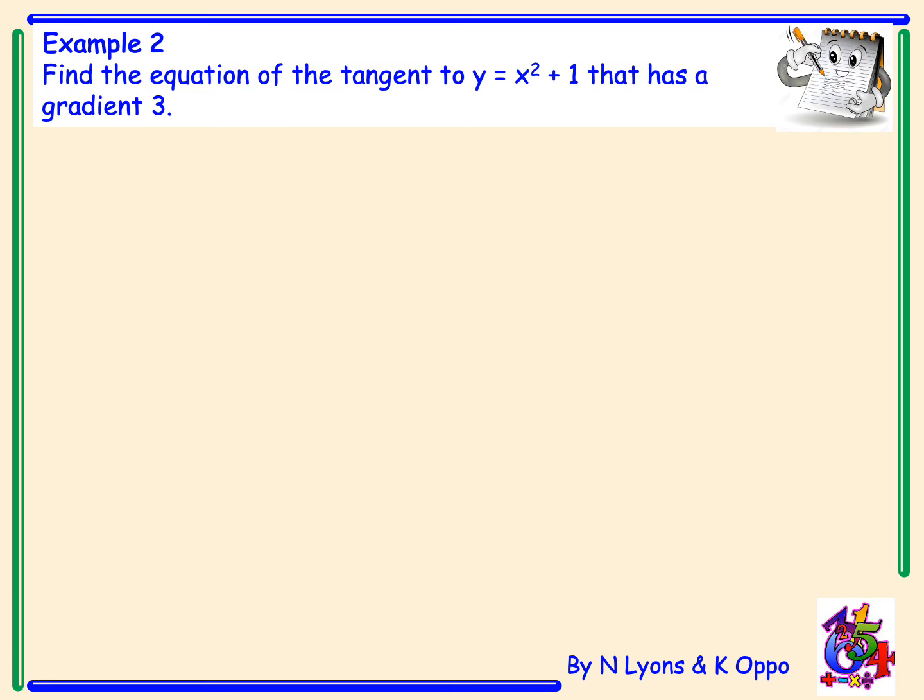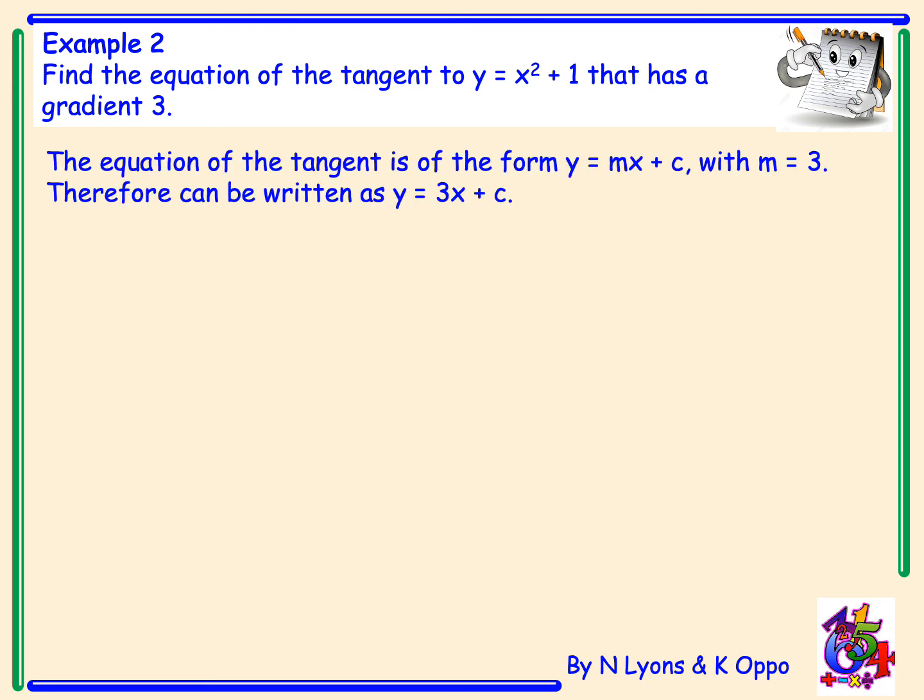Example 2. Find the equation of the tangent to y equals x squared plus 1 that has a gradient of 3. The equation of the tangent is of the form y equals mx plus c. If we have a gradient of 3, we can write this equation as y equals 3x plus c. The missing variable is our y-intercept.